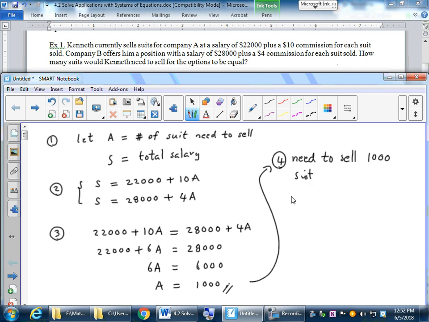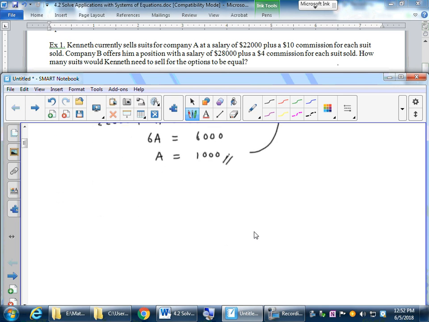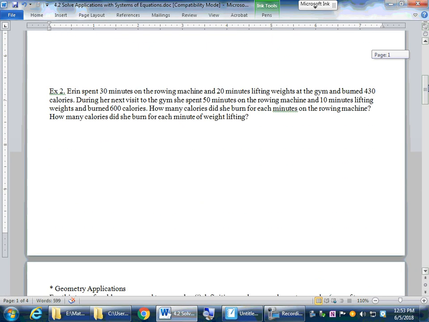So that is the difference between solving a system of equations and solving an application. With an application, once we get to what we want, we don't need to continue solving anymore. That's how you're going to be saving time on the test as well. Okay, so now let's move on to the next example, example 2.